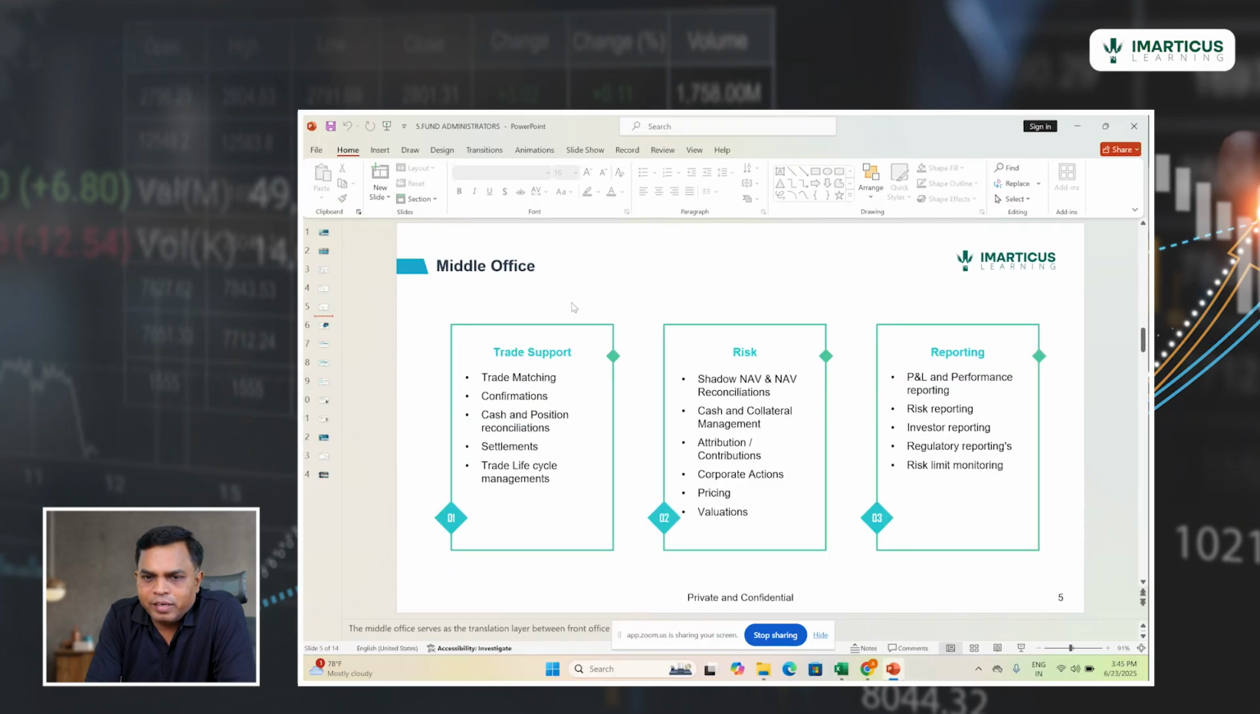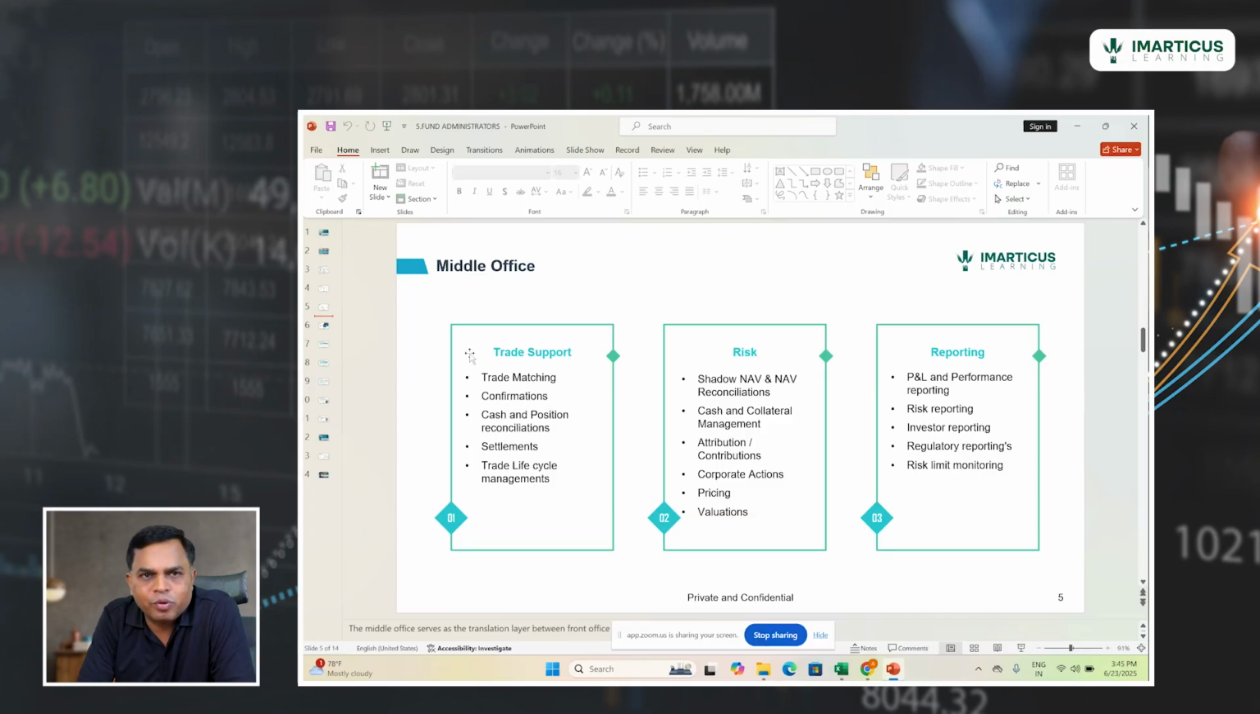Now, let's look at the activities we have seen. The front office consists of fund managers who take the investment decisions. They decide about asset allocation, what to buy, when to buy, etc. The middle office performs a variety of functions in a fund. One of the functions they do is trade support.